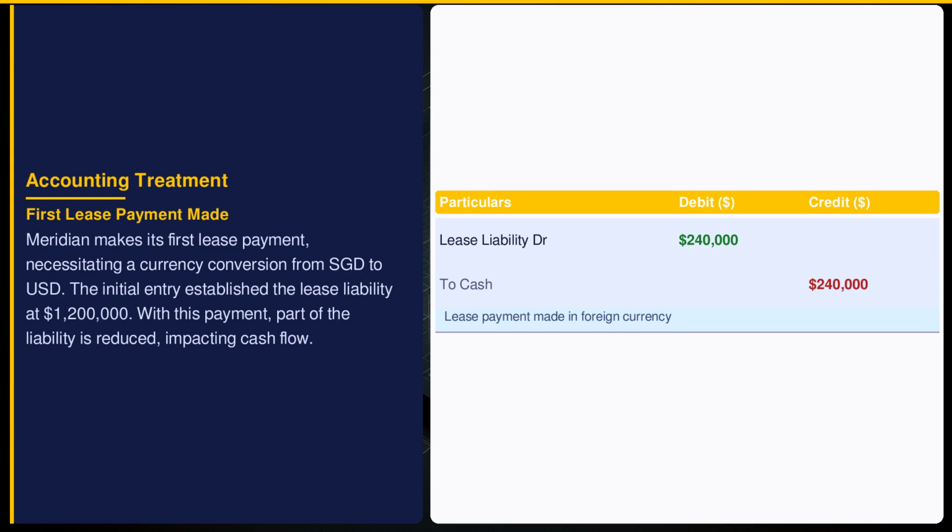When Meridian Corporation made its first lease payment, the lease liability decreased by $240,000, reflecting the translated SGD amount. ASC 830 mandates recognizing currency fluctuations affecting financial positions. As payments are made, the lease liability diminishes, and cash outflows are recorded at the exchange rate at the payment date, ensuring accurate currency impact assessment.